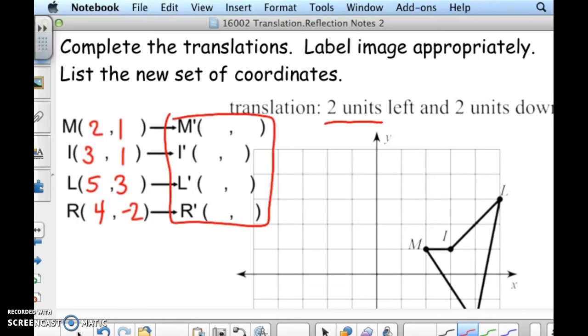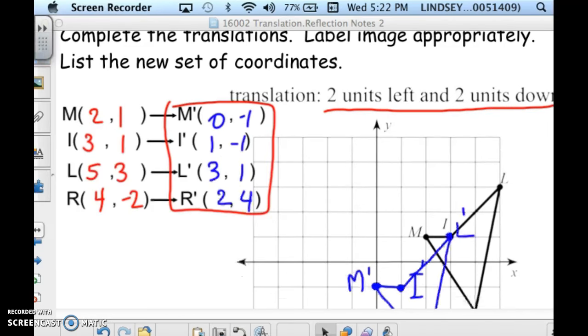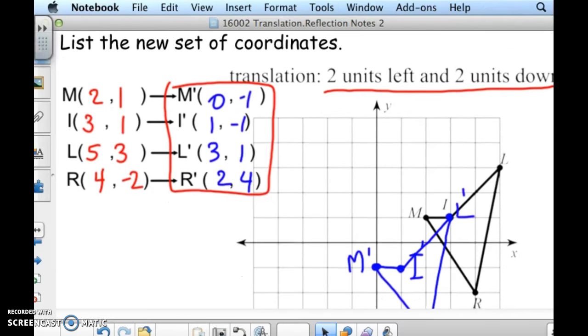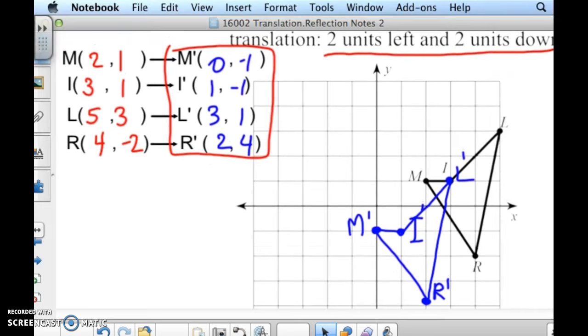Here's your new translation. As you can see, what I've done here is I've listed my new coordinates. I followed my translation of 2 units to the left and 2 units down. Notice I have some overlap here on my I and my L prime. So my I on my pre-image and my L prime on my image, they are in the exact same location. And that's okay because I'm simply sliding it over. Sometimes there's going to be overlap there. So I want you to check yourself, check your coordinates, make sure you're not flipping the order of your coordinates.